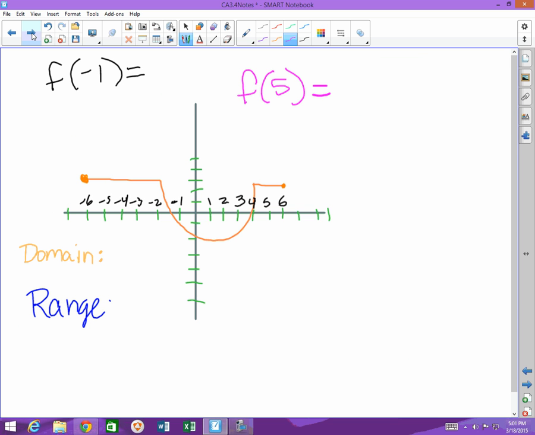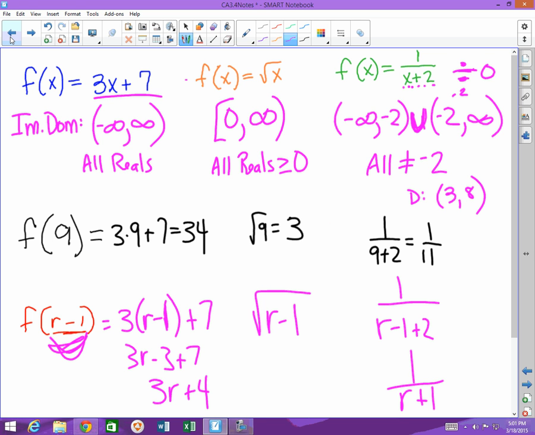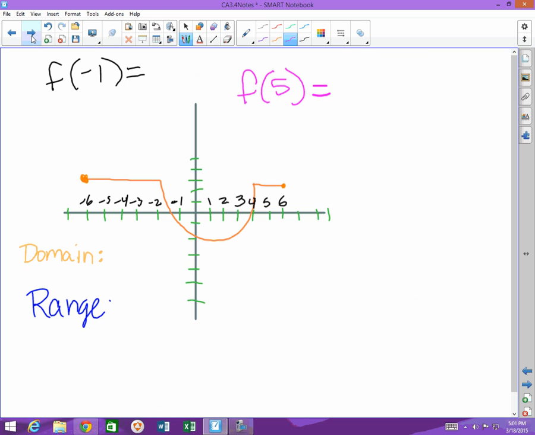And then finally you could have a function shown to you graphically. Back here, these functions were shown to you algebraically. Now we have one shown to you graphically. So if we look at this problem here, it first says find f of negative 1. Well, negative 1 here on the x-axis is right there. This is the point where it reaches the graph.